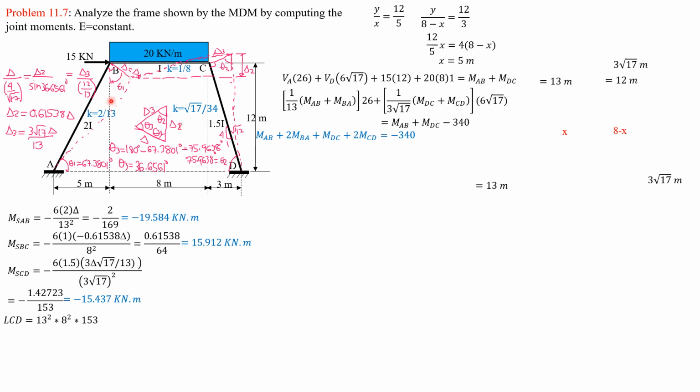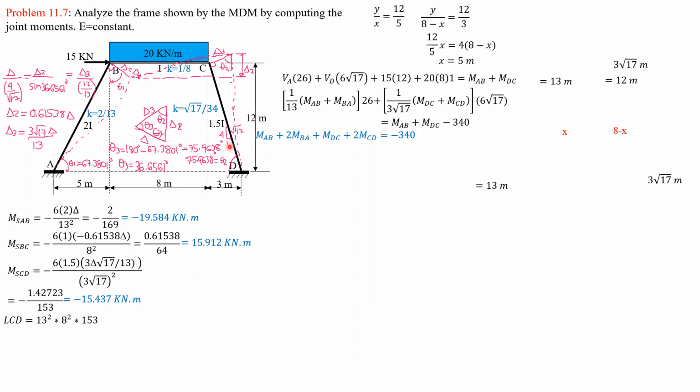So this angle is theta 1. Tangent of theta 1 is 12 over 5. So theta 1 is 67.3801 degrees. The slope is 12 vertical, 5 horizontal, 13 hypotenuse. And this is theta 2, arctan of 12 over 3 or arctan of 4, 75.9638 degrees. The slope is 4 vertical, 1 horizontal, square root of 17 hypotenuse.